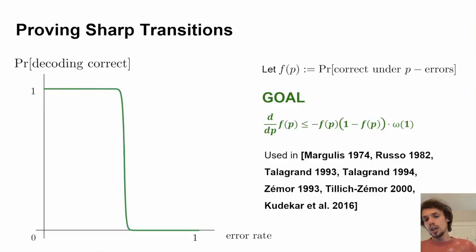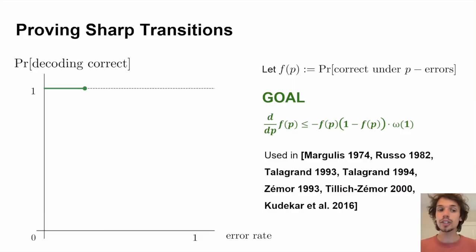Okay, so let me explain why an inequality like the one that we have here implies that you have a sharp transition. So first, note that we're proving that the derivative is negative, which is good, right? We want to show that our function is decreasing. And then also the point is just as long as the function f of p is close to 1, then this term can force this derivative to be close to 0. So the derivative is allowed to stay close to 0 as long as f is close to 1, and so the function is allowed to be flat as long as f is close to 1.